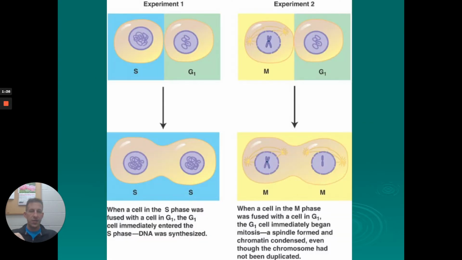Okay, and it deals with fusing mammalian cells with each other, but they happen to be in different stages of the cell cycle. So we're going to look at experiment 1 here. It's kind of like the control. If you look at experiment 1, we're going to take this cell right here that's in blue, and it says that this cell is in the S phase. And so we know that this cell right now is actually replicating its DNA. And we're going to fuse it with this cell that is in the G1 phase.